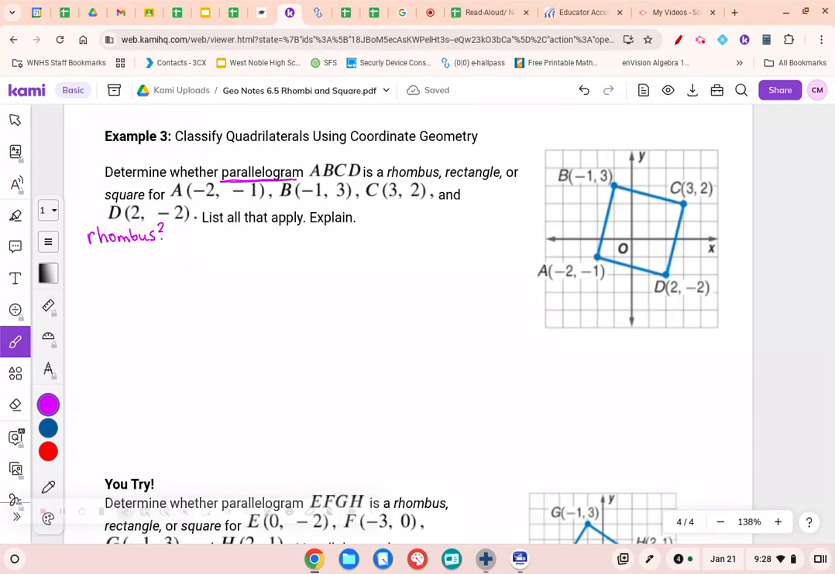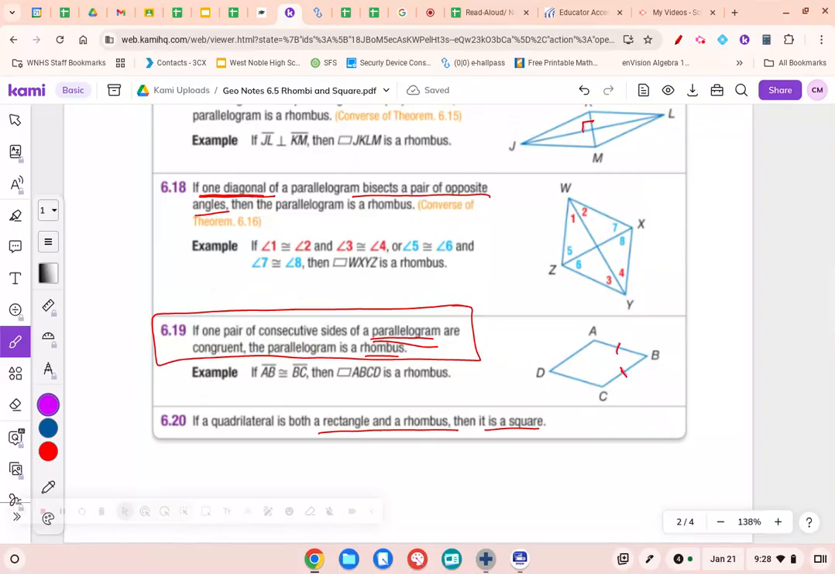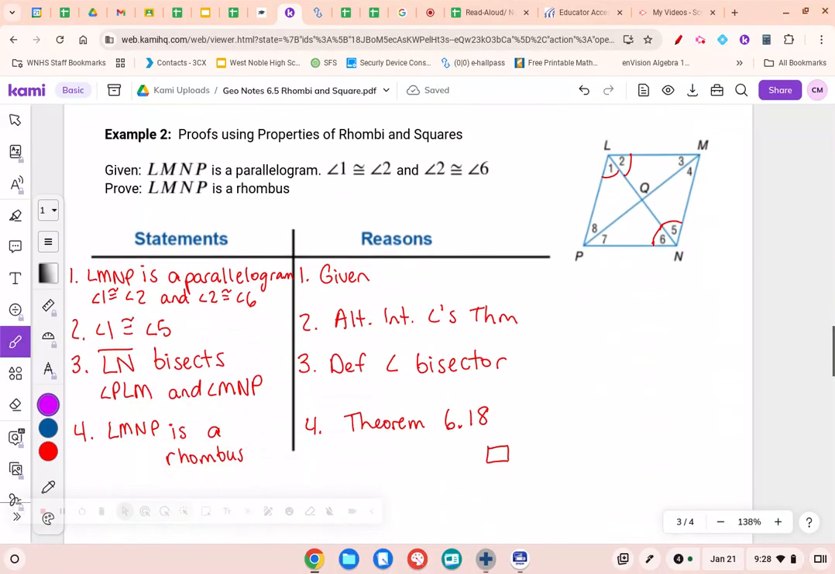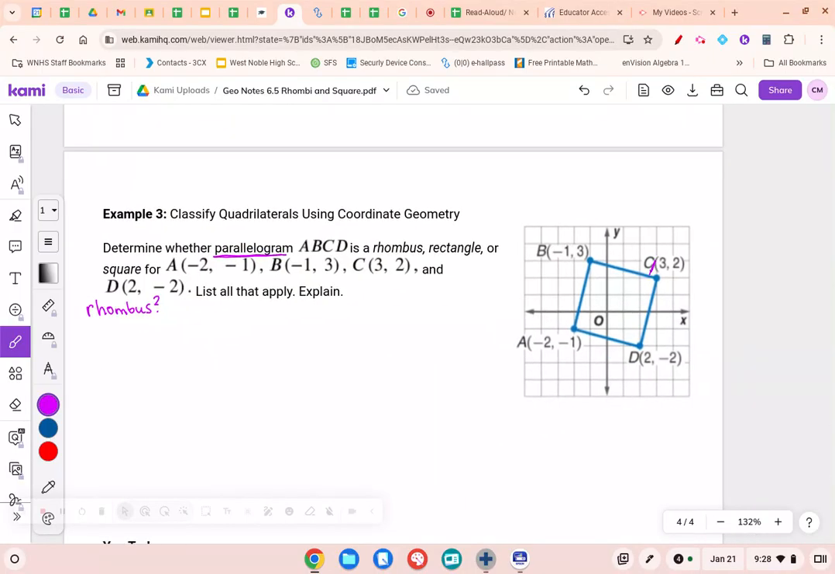Now, one way you can decide if something is a rhombus is based on theorem 6.19, this one right here. If one pair of consecutive sides of a parallelogram are congruent, then the parallelogram is a rhombus. So we already know our shape down here is a parallelogram. Now I'm going to check if segment BC and CD are congruent. I could pick any two consecutive sides. Those are just the two that I picked. So is it a rhombus? Is segment BC congruent to segment CD? That's what we are going to try to answer.